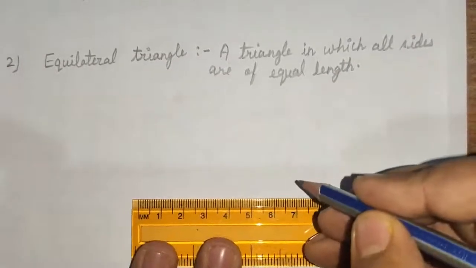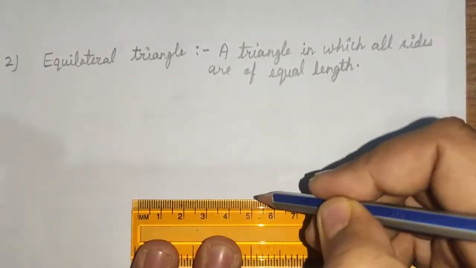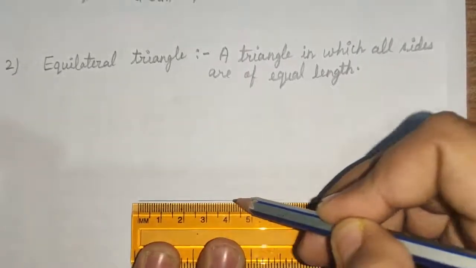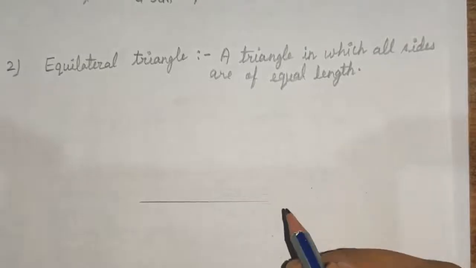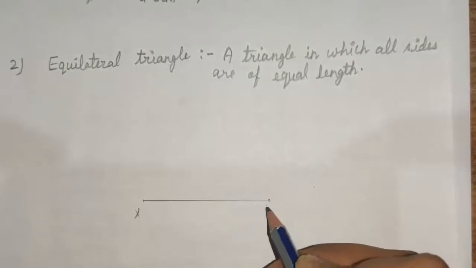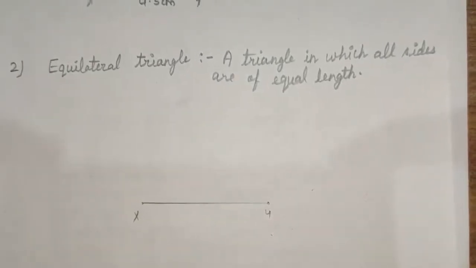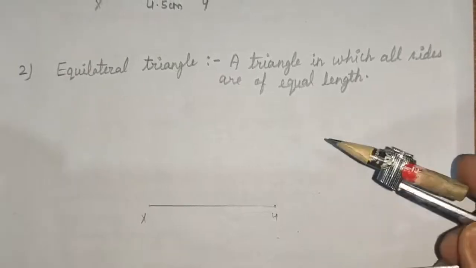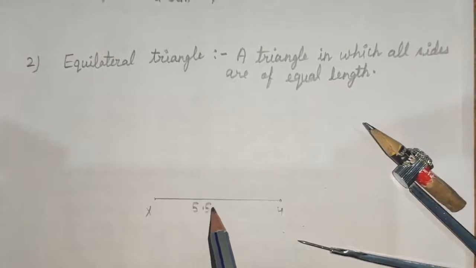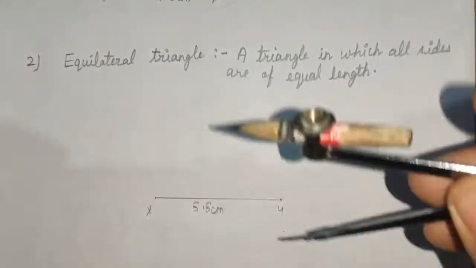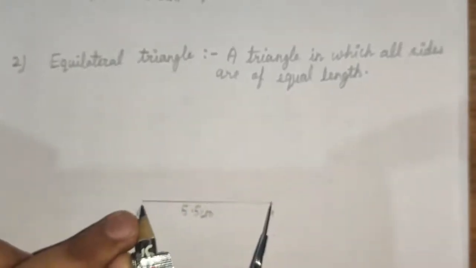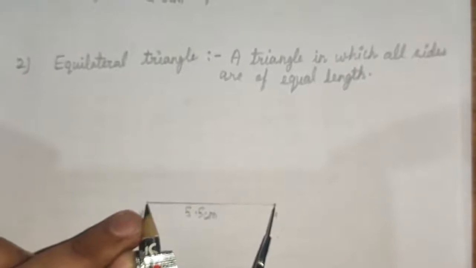So first of all, here we will draw side of 5.5 centimeter from 0, then this is 5.5. Now name is not given, so we can give name it as XY. Any name we can give it. Now this is equilateral triangle, so all sides will be of equal length. So this is 5.5 centimeter and the other two sides are also of 5.5 centimeter. So we have taken this 5.5 centimeter in compass. Here you can see now this 5.5 in our compass.